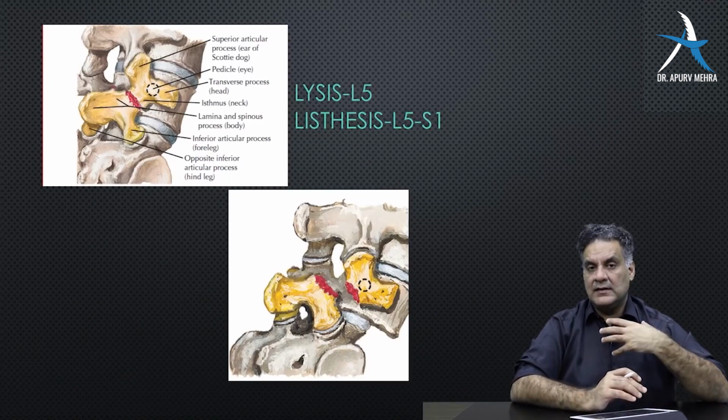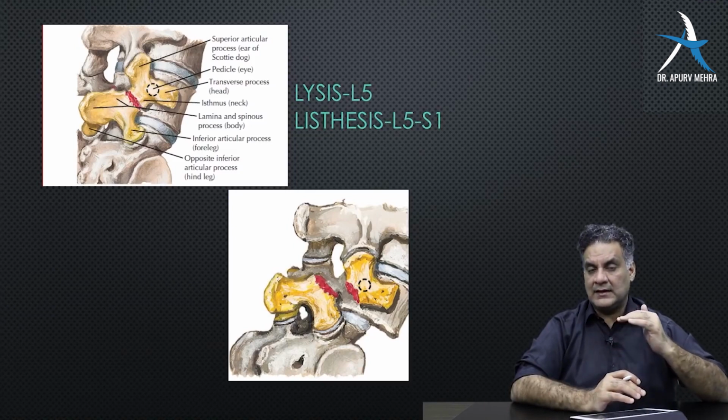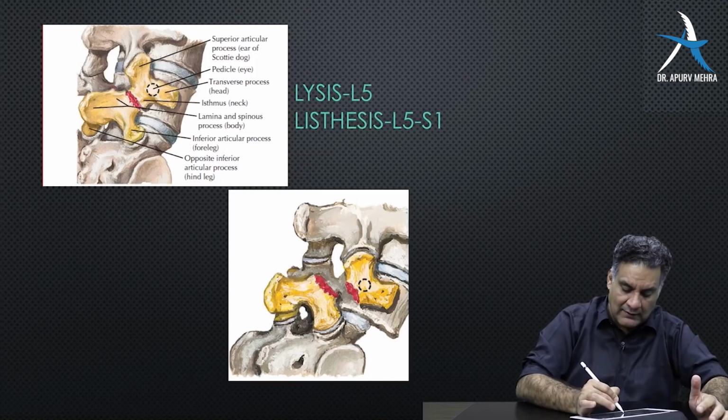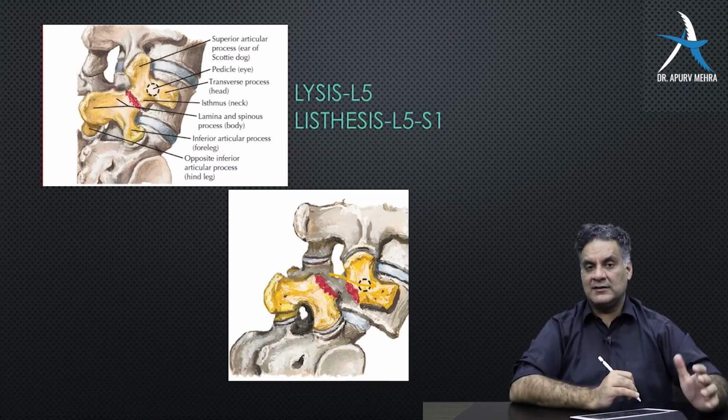And when there is a destruction of an area in the spine called the pars interarticularis, this is called the Scottie dog neck collar sign, called spondylolysis, involving the L5 vertebra. And because of it, when one vertebra slips over the other, it's called spondylolisthesis, commonly occurring between L5 and S1.